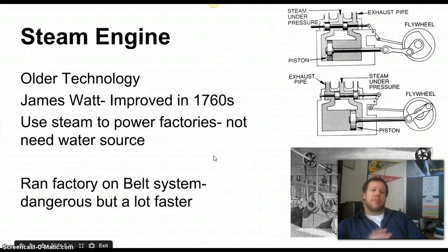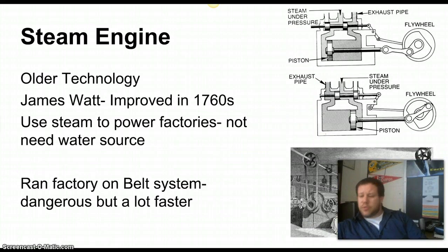Now, what makes this process even better is the steam engine. A guy named James Watt, we have presentations on this guy in class, worked on the steam engine. The steam engine was an old technology, but he made it better. He improved it so it was more reliable and easier to use, and used this technology to power factories. Basically, a steam engine is just a piston that moves by way of steam. Steam is introduced, it slides the piston back and forth. That piston then powers a flywheel.